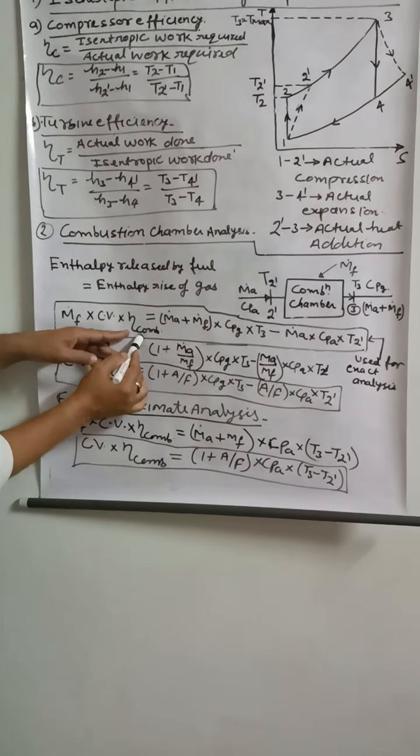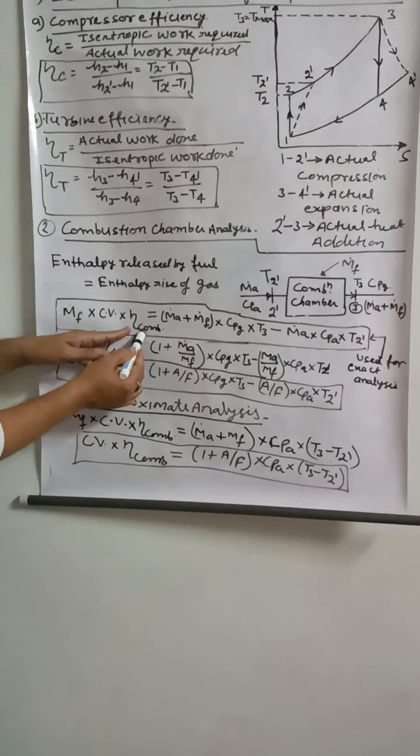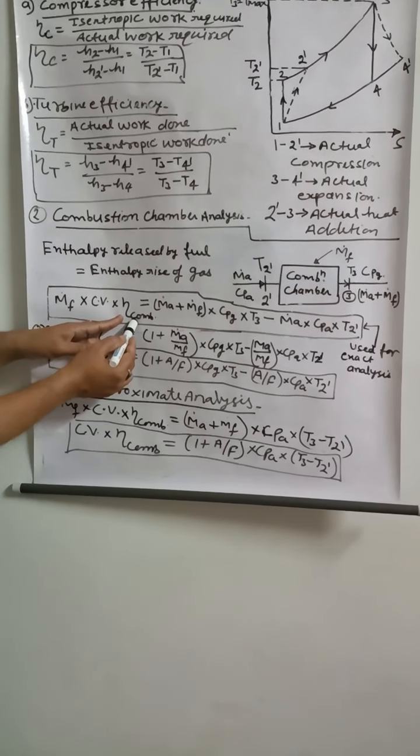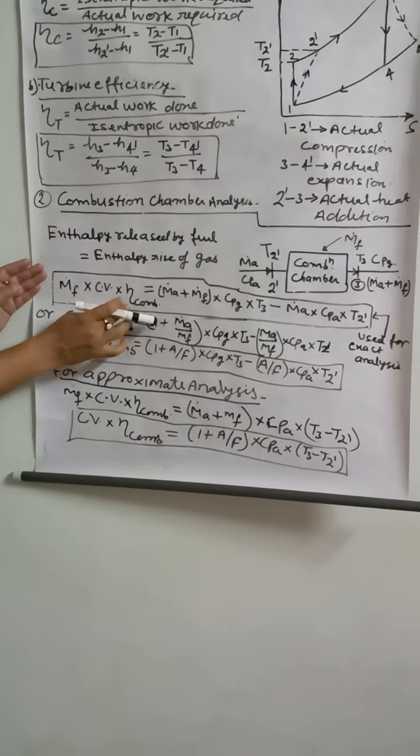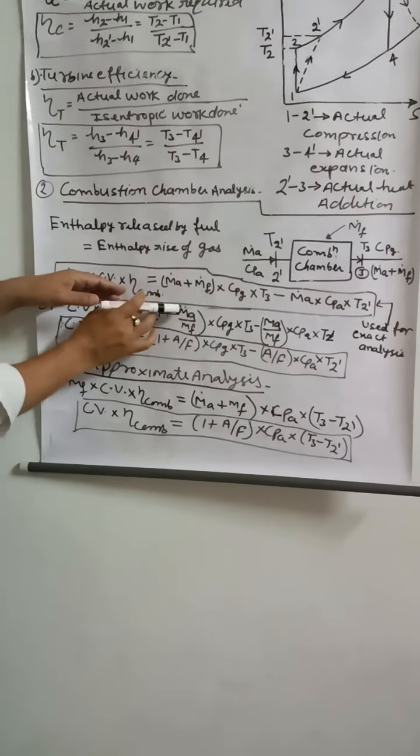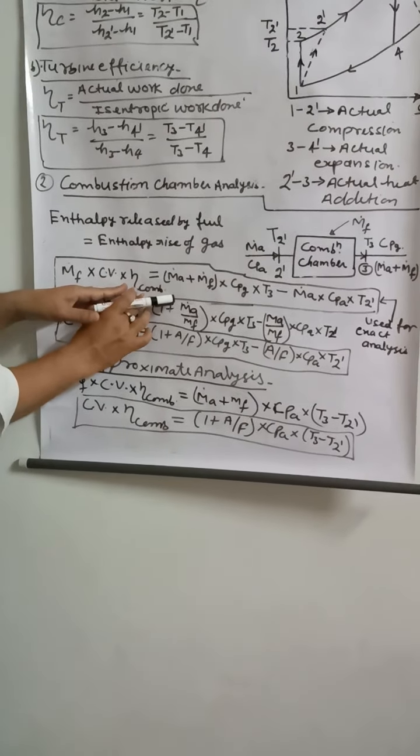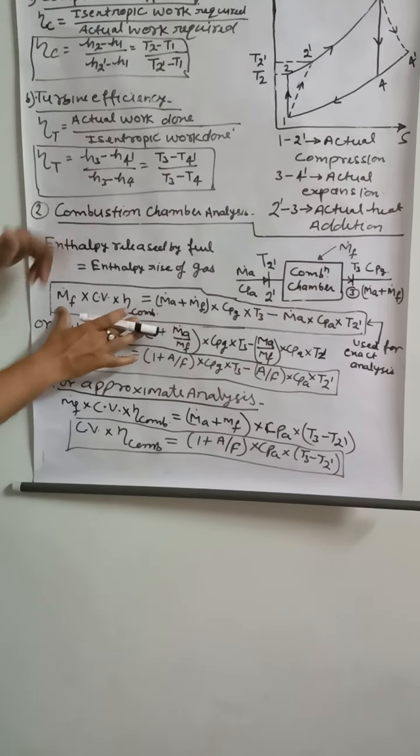So let this be the efficiency of combustion, after loss. So this is the heat released, Mf into CV into the efficiency of the combustion chamber, right? So this is the heat released by the fuel.